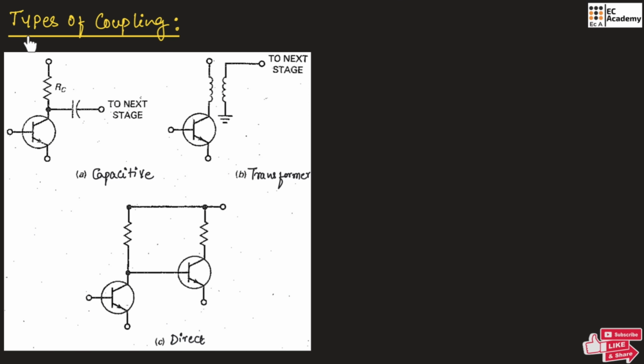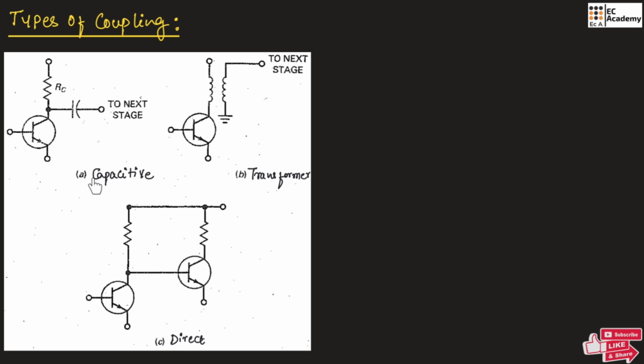In this lecture, let us understand types of coupling. There are three types of coupling in an electronic circuit. First one is capacitive coupling, then transformer coupling, and direct coupling. So coupling is used to connect one stage of a circuit to another stage of the circuit.